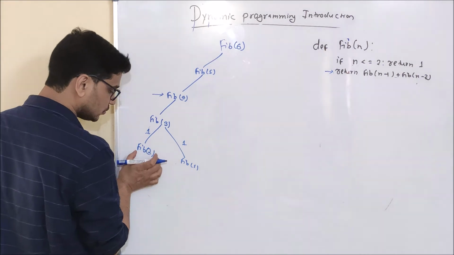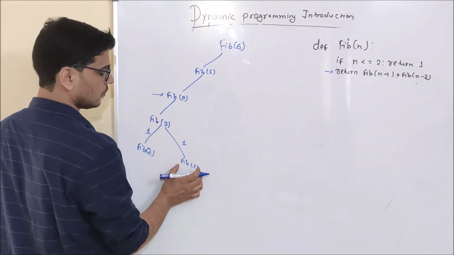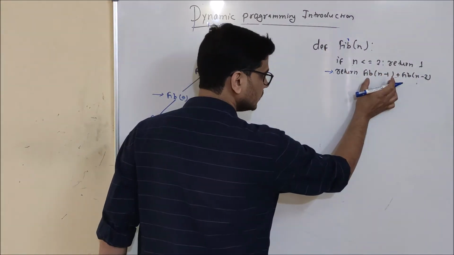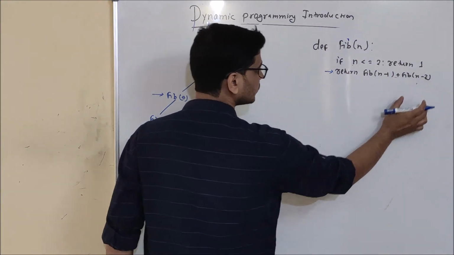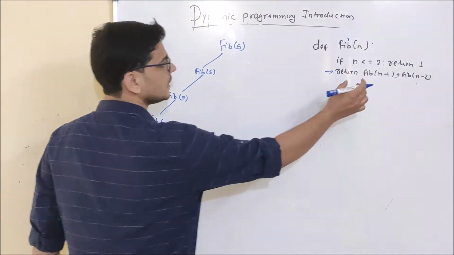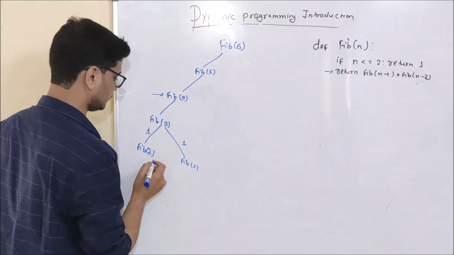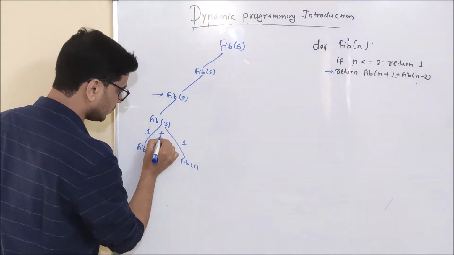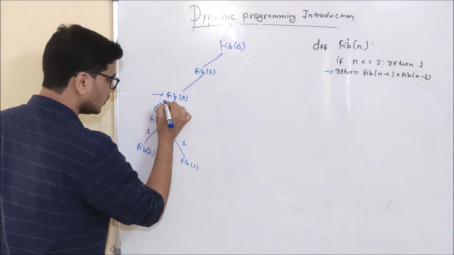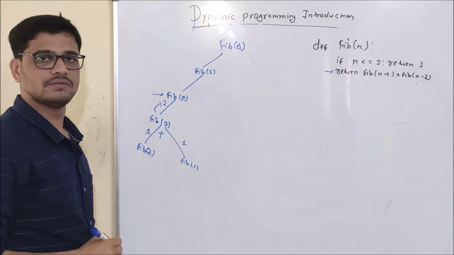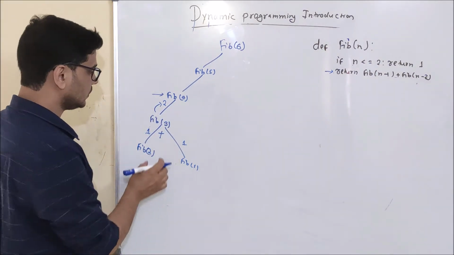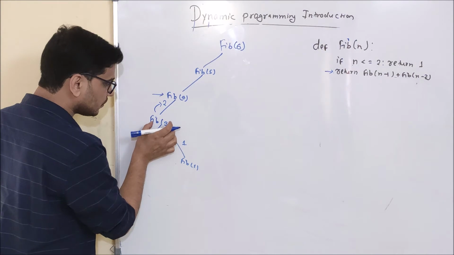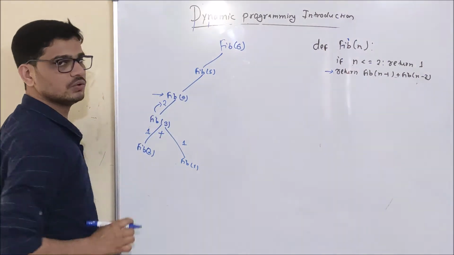Fib of 3 has the answer of fib of 2 as well as fib of 1. That is, it has this answer and this answer. So eventually what will it do? It will sum it up and return 2 to its calling function. That is, fib of 3 will return 2 to fib of 4.